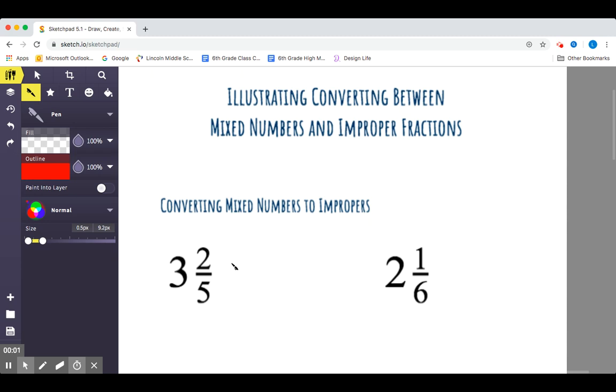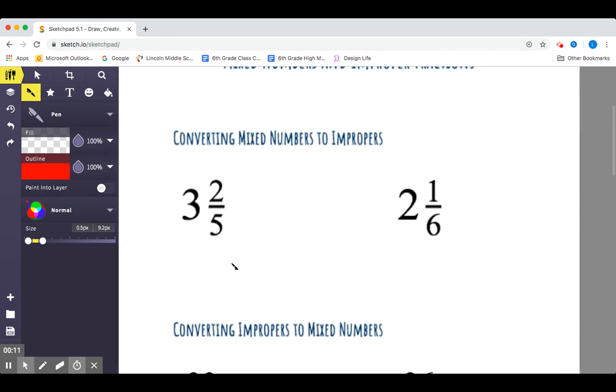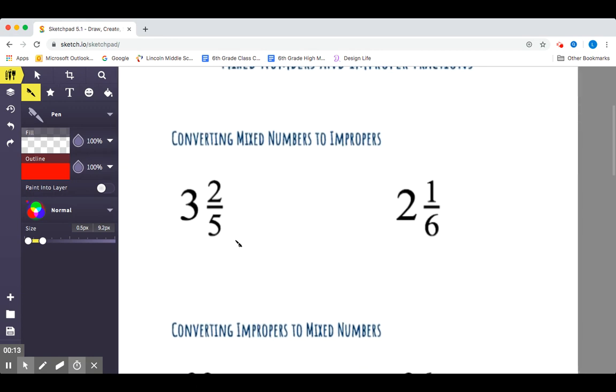Okay, so you guys have just learned about converting mixed numbers and improper fractions, but I'm just going to illustrate it here for you so you can kind of see it a little bit better. So the first one we're going to look at is converting the mixed numbers to improper. So here is my mixed number.